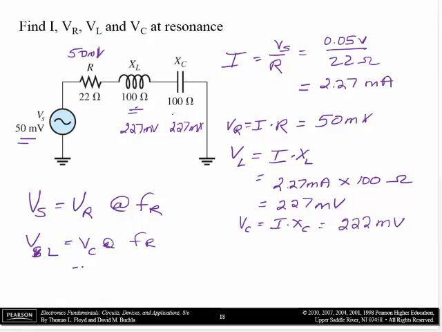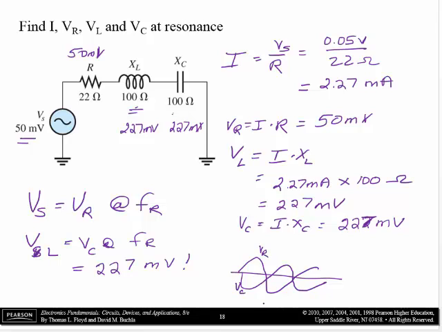But what are those values? They're huge, 227 millivolts each, but they are out of phase with each other. So if I were to be able to draw that, I would have VL doing something like this, and I would have VC doing something like this, and VL and VC would cancel each other out at this resonant frequency, and all of the voltage of the source would be across the resistor.